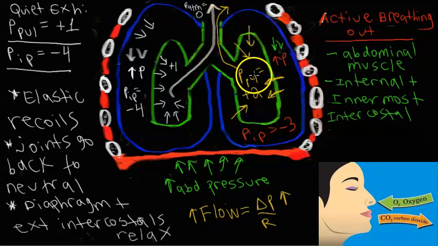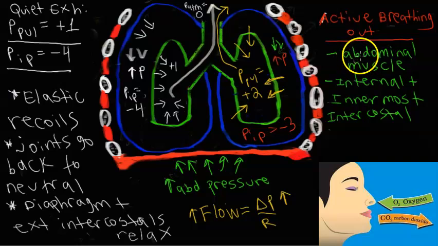So there's a bigger pressure gradient, so more air is going to go out until the pressures equalize between the lungs and the atmosphere, until the intrapulmonary pressure is equal to the atmospheric or barometric pressure. Okay? So this is something I wanted to point out. It's extremely important. This is the process of forced expiration.